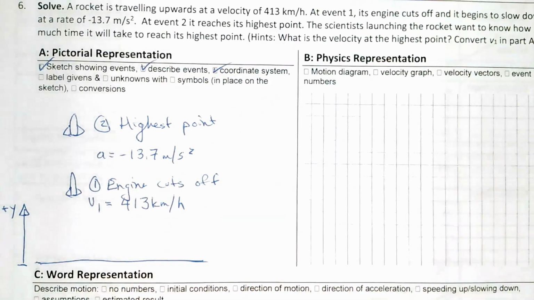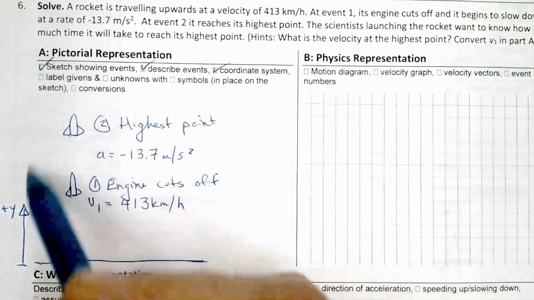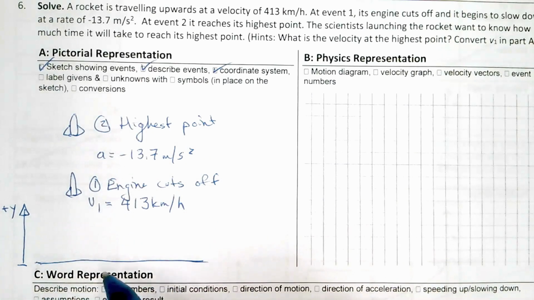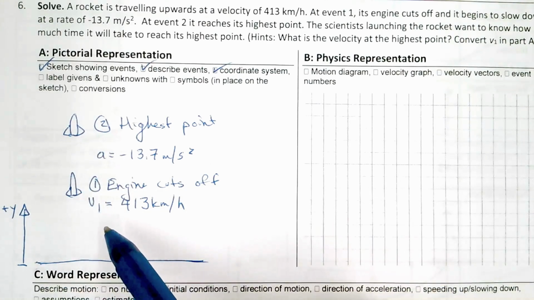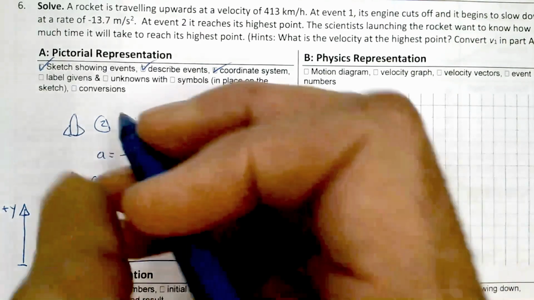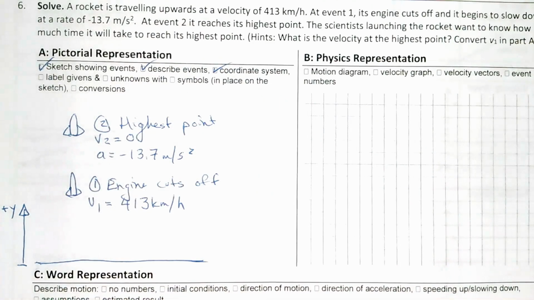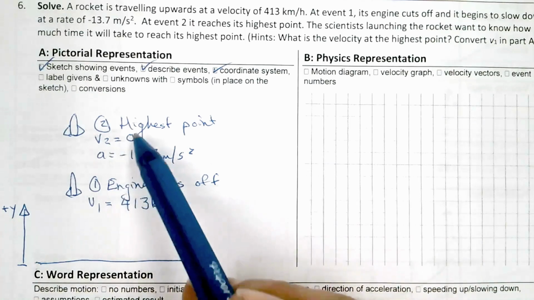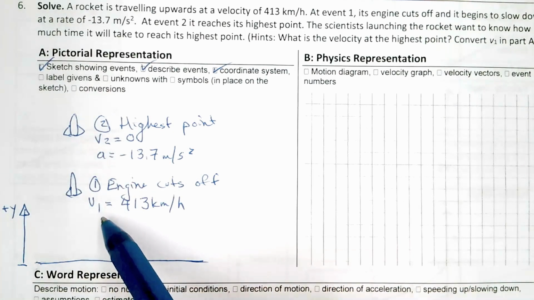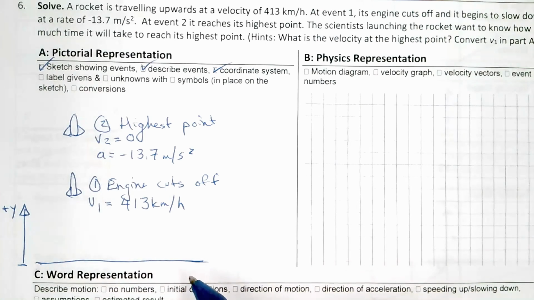At event 2, it reaches its highest point. Here we have to use a piece of our understanding of this situation. We haven't been told it, but at its highest point, we should be able to figure out something about its velocity. As it's traveling upwards, we understand it's slowing down. And because of that, at its highest point, its velocity, so v2, is going to be equal to 0. So when we set up acceleration problems, there's sometimes where we have to figure out from the situation a velocity value or an additional piece of information.